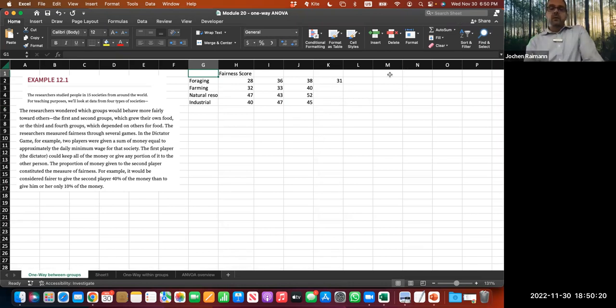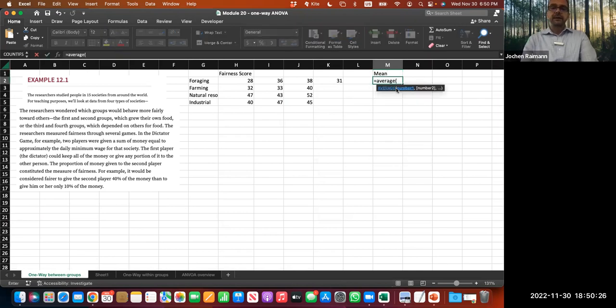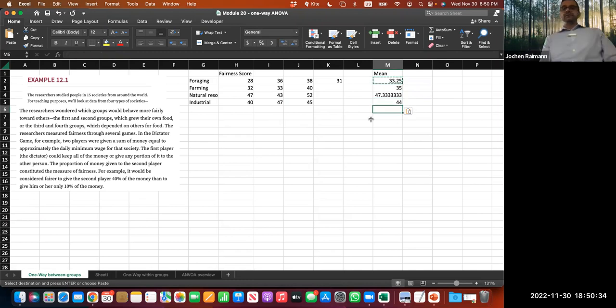Just by looking at this with the naked eye, we're seeing an average that differs between the societies. We have 4 different means, which points towards there may be differences. It seems that foraging is somewhat lower as compared to industrial. That means that the higher the society level in terms of civilization level, I guess, the more fairness will be predominant. That could be one possible conclusion.